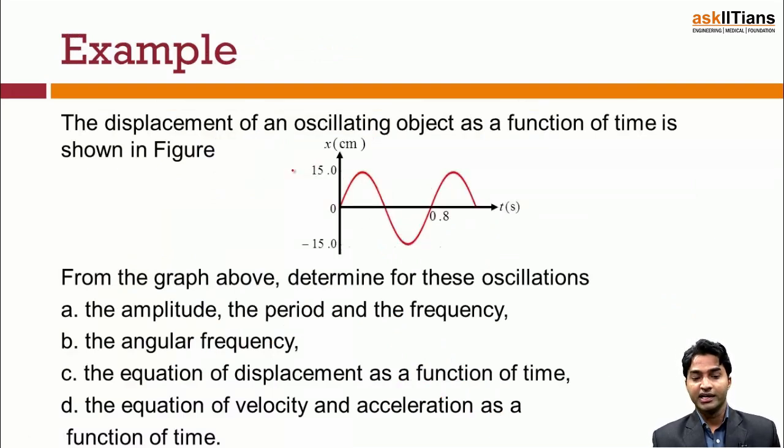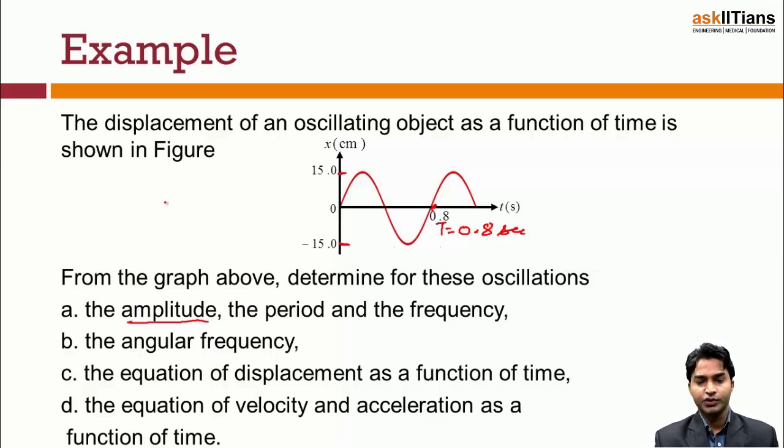In this question, we are given the displacement of an oscillating body as a function of time t, given by a sinusoidal graph. You can say 15 is the maximum amplitude, minus 15 is the minimum, that is in centimeters. Time, one complete revolution is 0.8 second. In the first part, it is about the amplitude.